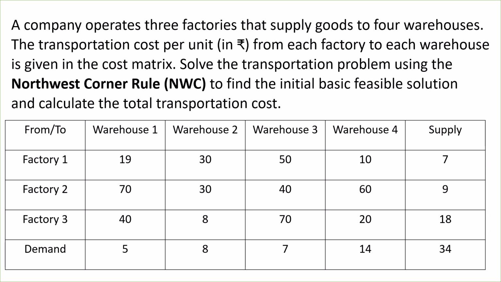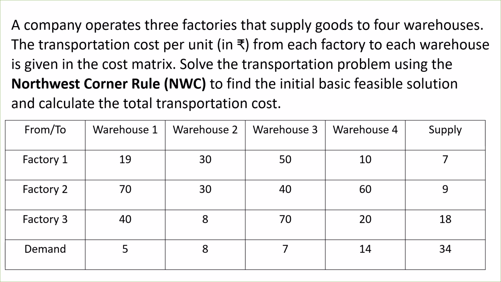We try to solve one problem by northwest corner rule method. The problem is like this. A company operates 3 factories that supply goods to 4 warehouses. The warehouse 1, warehouse 2, warehouse 3 and warehouse 4. And 3 factories are factory 1, factory 2 and factory 3. The transportation cost per unit from each factory to each warehouse is given in the cost matrix. So this is the cost matrix from each factory to each warehouse and what is the cost of transporting.